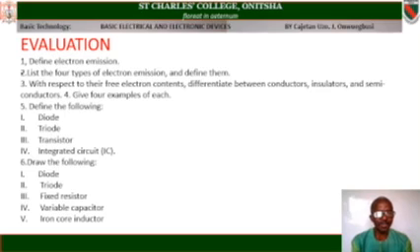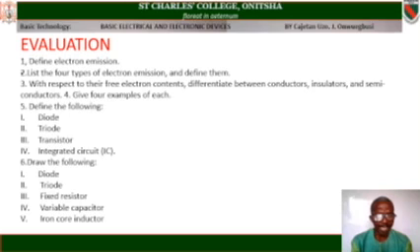My dear students, we have come to the end of the lesson, and we have to answer the following questions for evaluation. 1. Define electron emission. 2. List the 4 types of electron emission and define them. 3. With respect to their free electron contents, differentiate between conductors, insulators, semiconductors. Give 4 examples of each of them. 5. Define the following: diodes, triode, transistor, and integrated circuit.